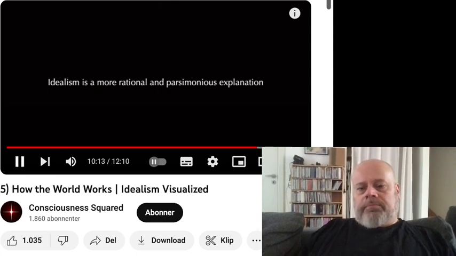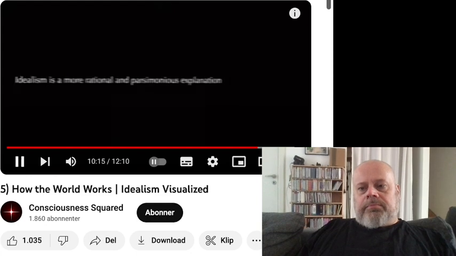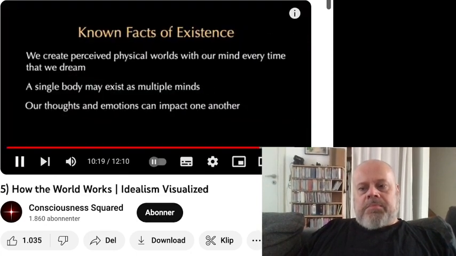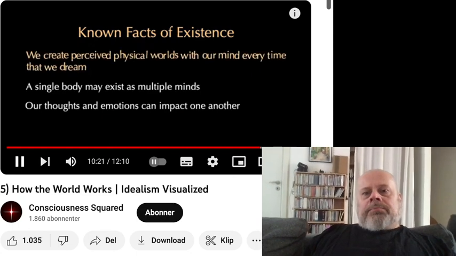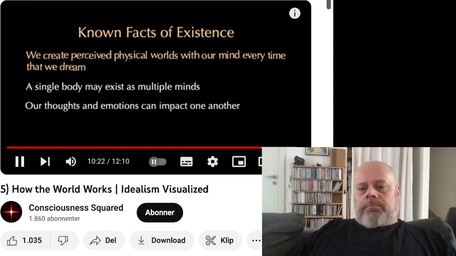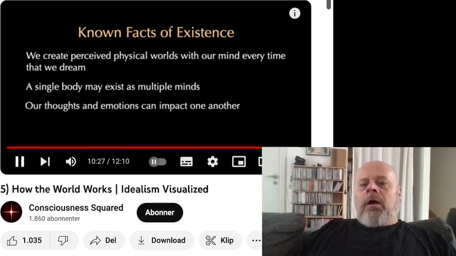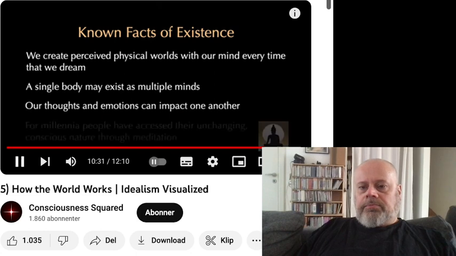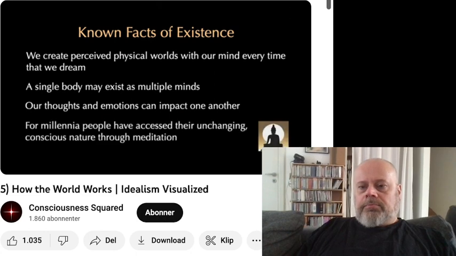And a parsimonious explanation for the nature of reality that is supported by reason and known facts of existence, especially that we create perceived physical worlds with our mind every time that we dream, every single day. Another known fact to add to this list is that for millennia, people have accessed their unchanging conscious nature through meditation, which is a state of true peace and happiness.